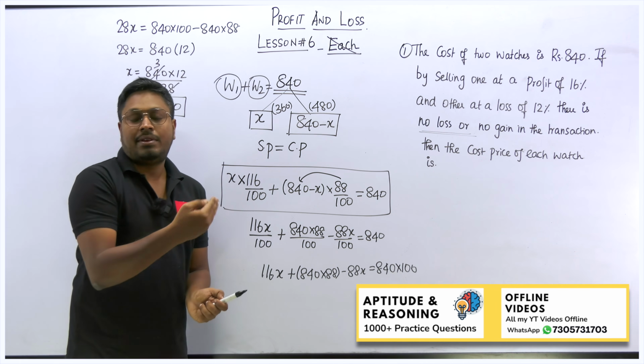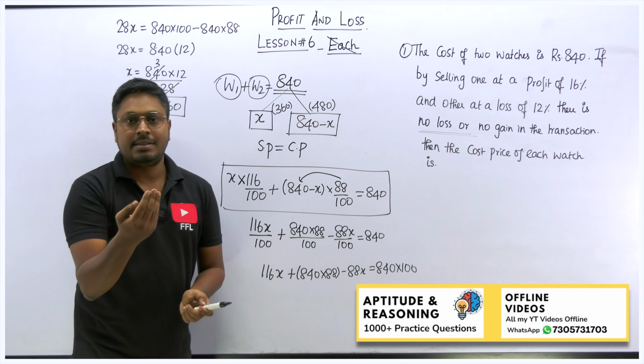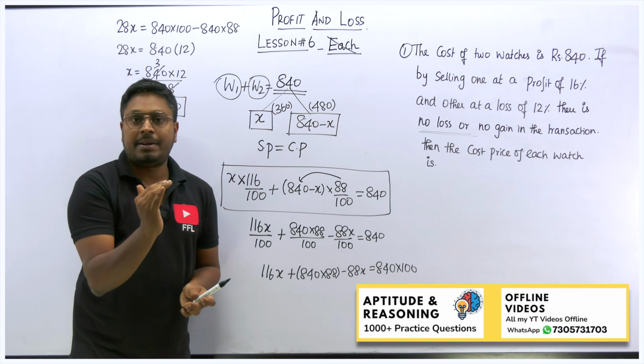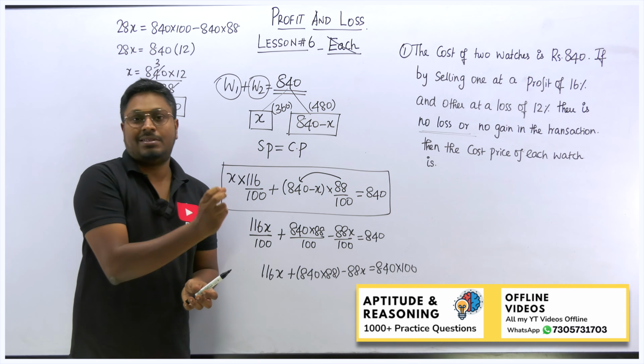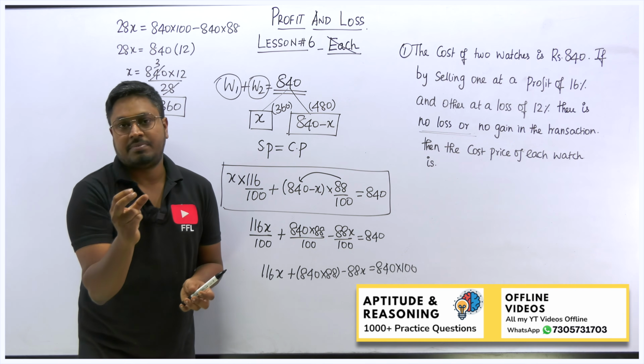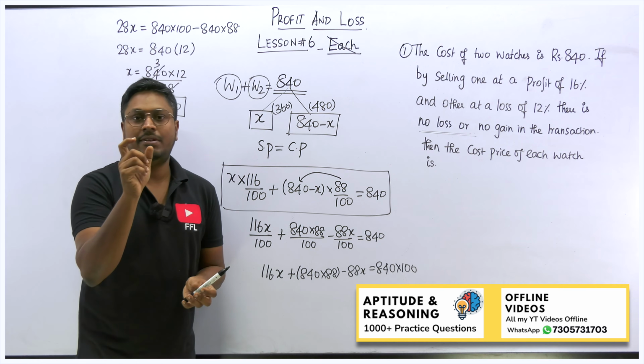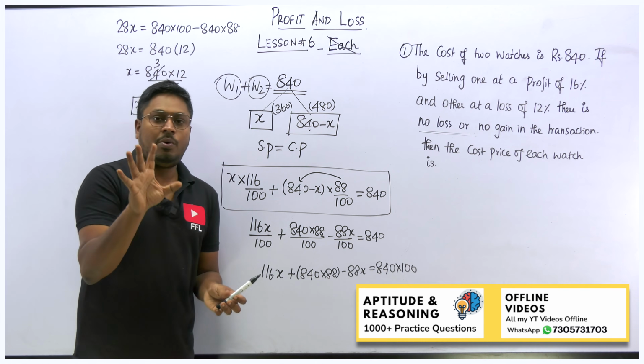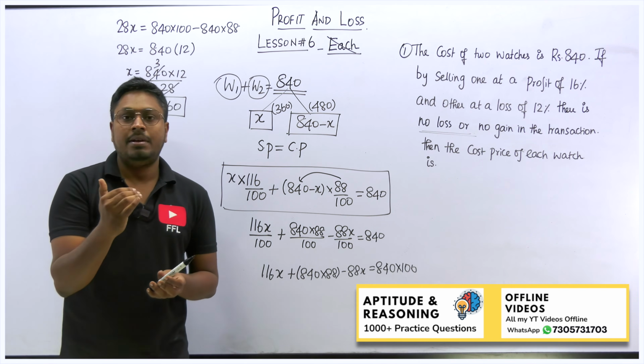First they have given the 2 watches' total price. So we split the total cost price of the 2 watches into the first watch cost price and the second watch cost price. If the first is x, the second will be 840 minus x. So now you know how to write that. Second step, find the clue.